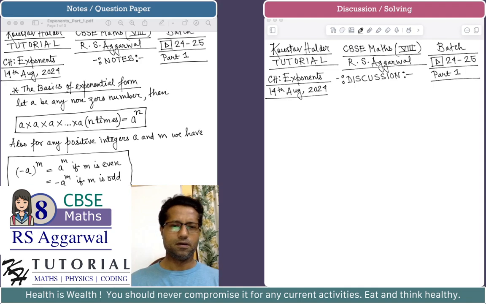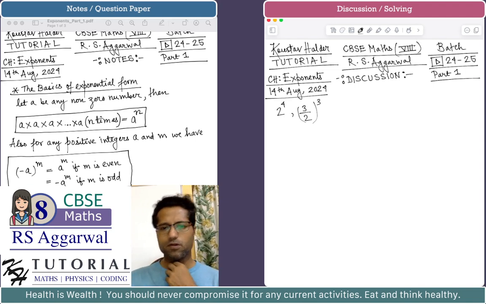Let's discuss a little bit about the very fundamentals of the exponential form. So what is an exponent? We know that we write exponents in the form 2 to the power 4, or 3 by 2 to the power 3. Now what are all these?